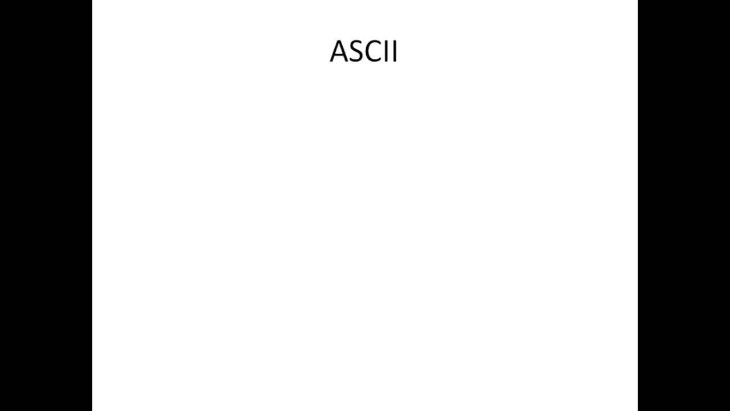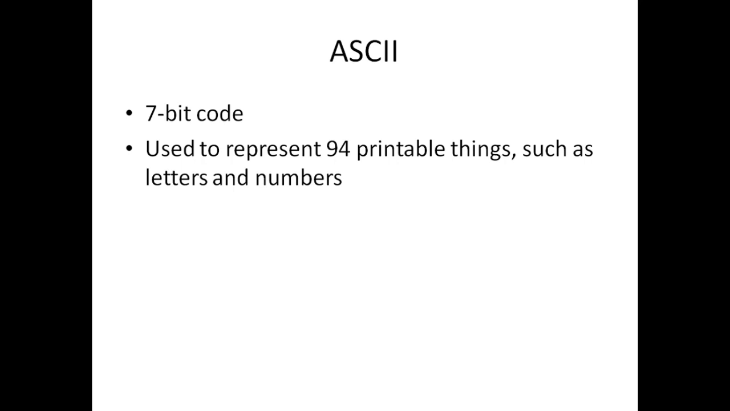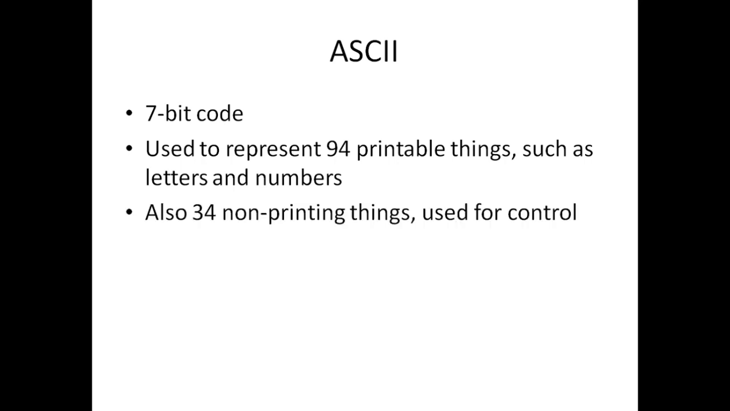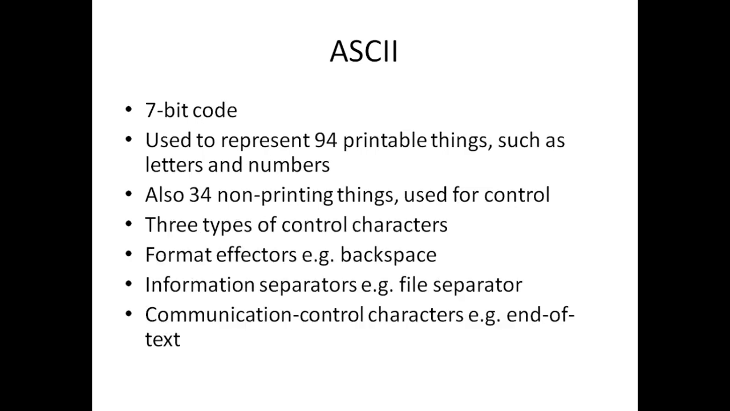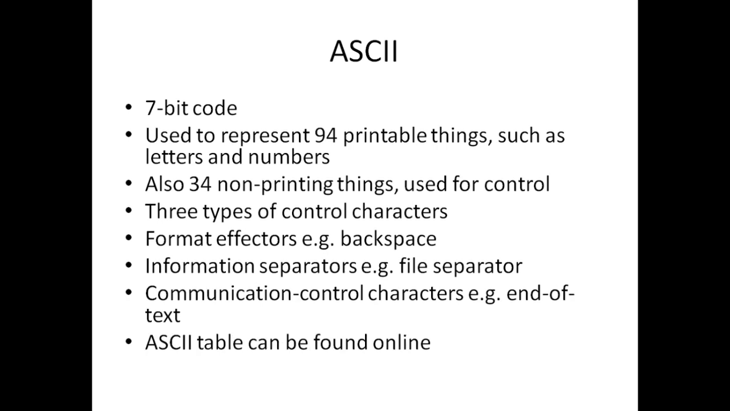Now we'll see how computers write text. Well, it uses ASCII, a 7-bit code. It can represent 94 printable things, as well as 34 non-printable things. There's 3 types of non-printable things: format effectors, info separators, and communication control characters. You can find an ASCII table online.